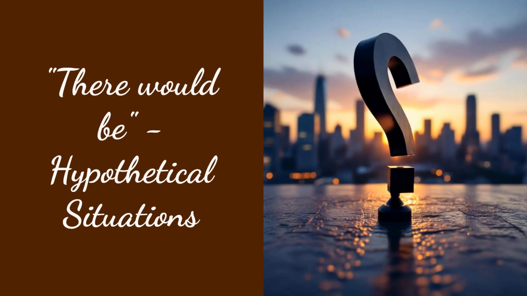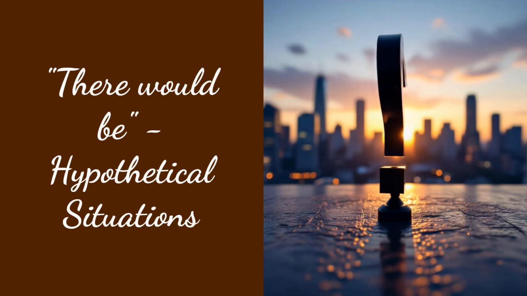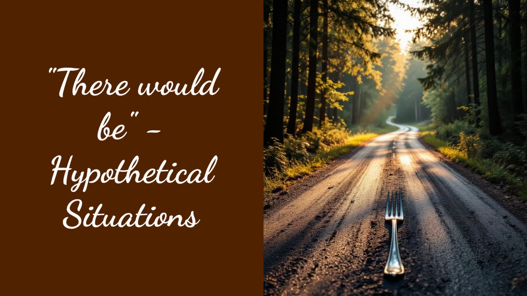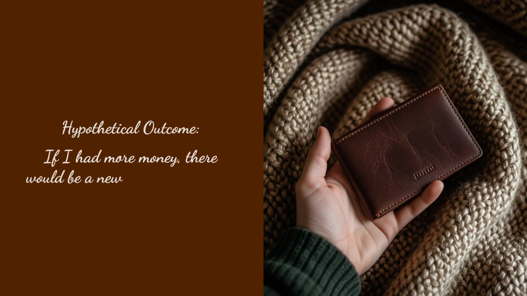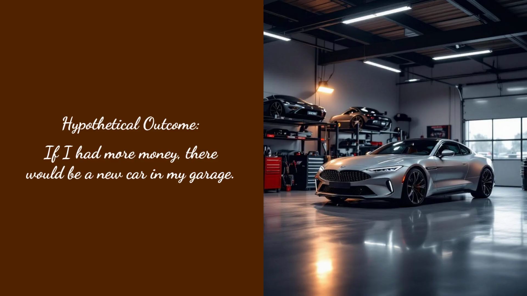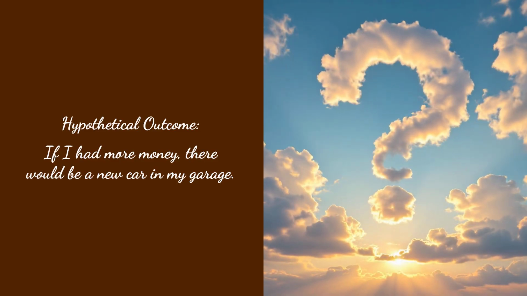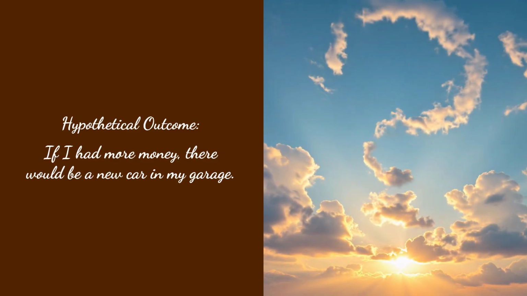There would be is for hypothetical situations in the present or future. It describes what might happen under certain conditions. This phrase is often used in conditional sentences. Here's an example. If I had more money, there would be a new car in my garage. This describes a hypothetical outcome.